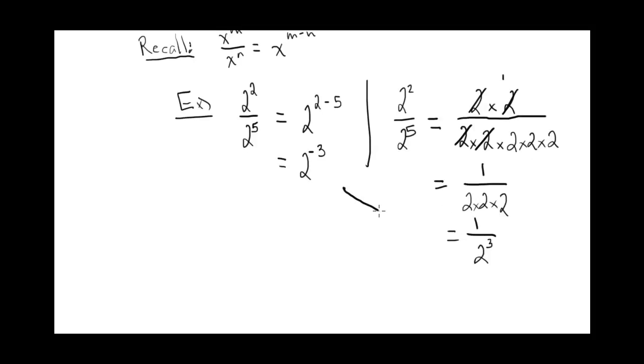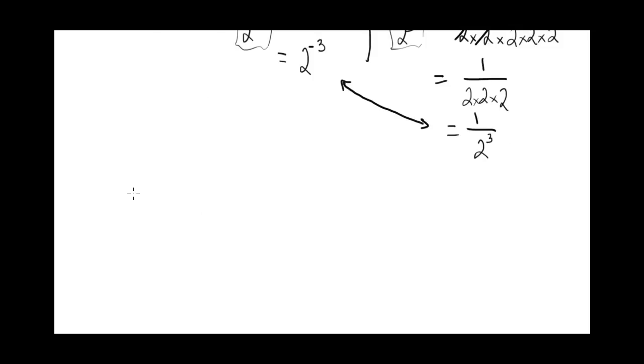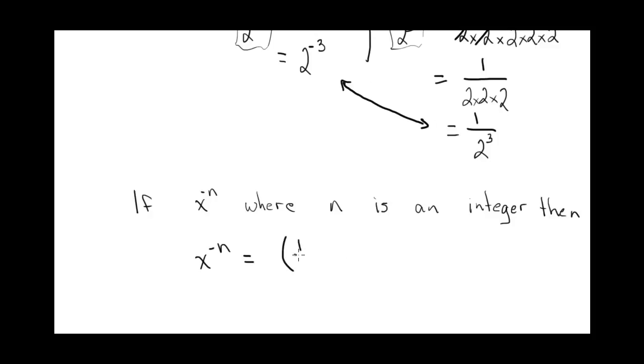But the connection that we're going to make here is these two things must be the same, since they started as the same. So that's how we're going to define our negative exponents. If you notice, it just becomes the reciprocal. So if we have x to the power of negative n, where n is an integer, then if you want to make the exponent positive, all you need to do is just do what we did here. It would just be the reciprocal of x: 1 over x to the power of n.